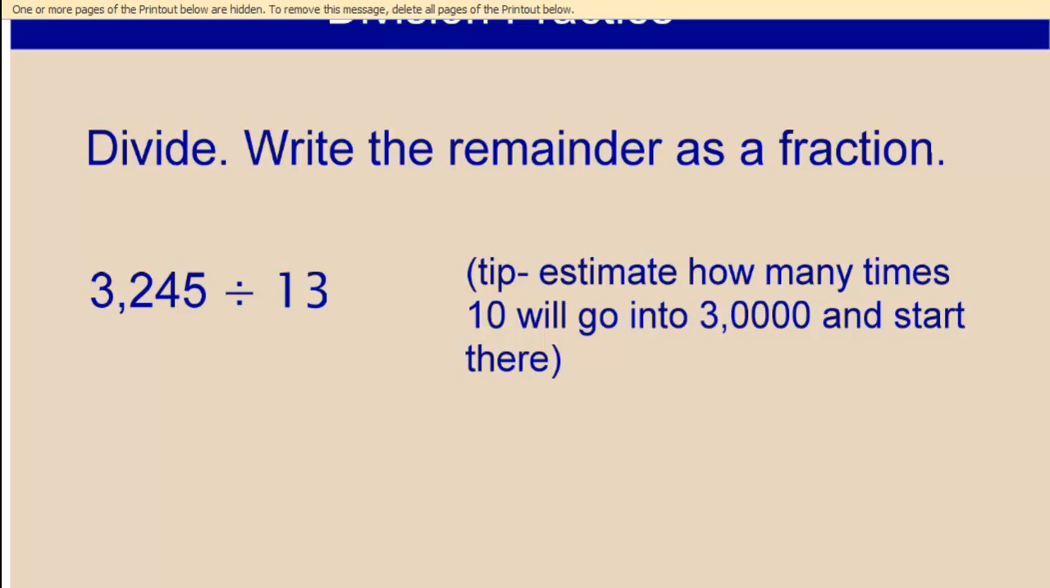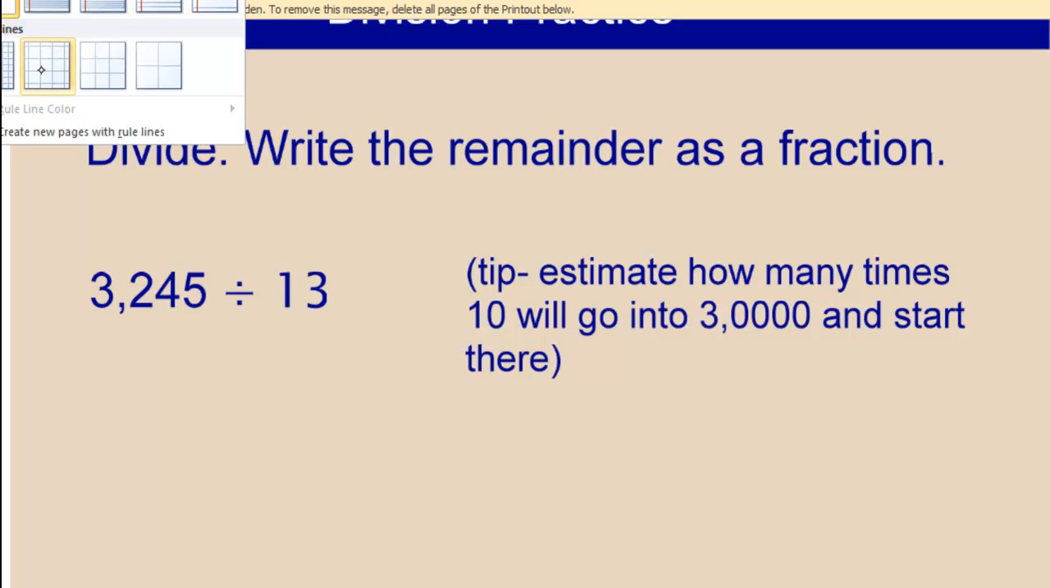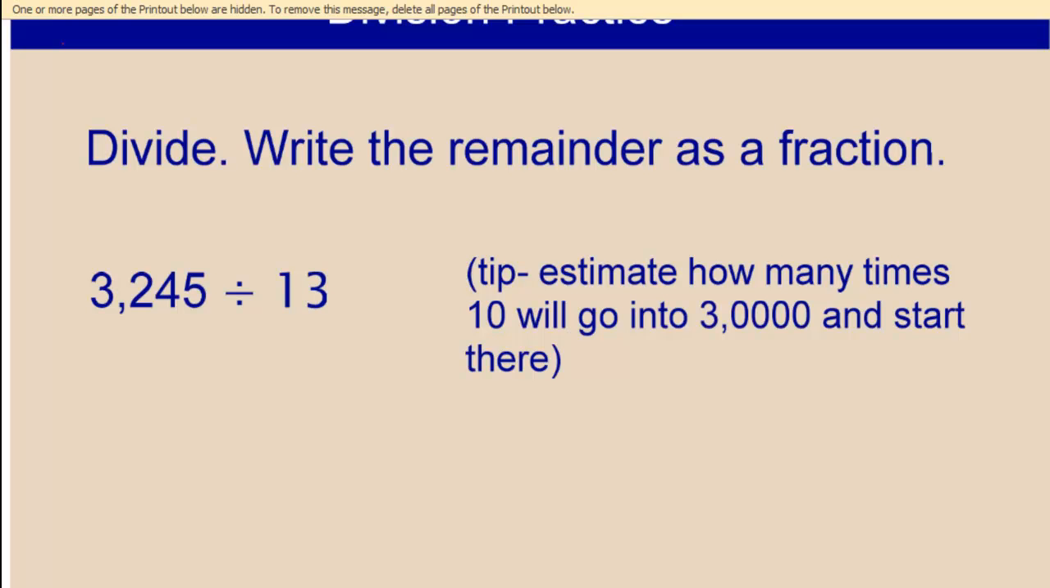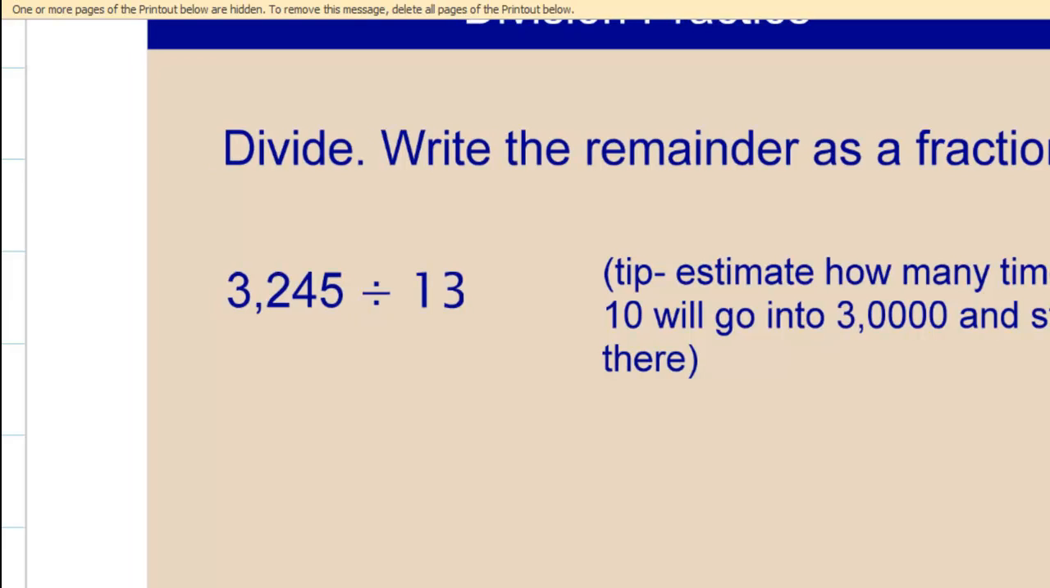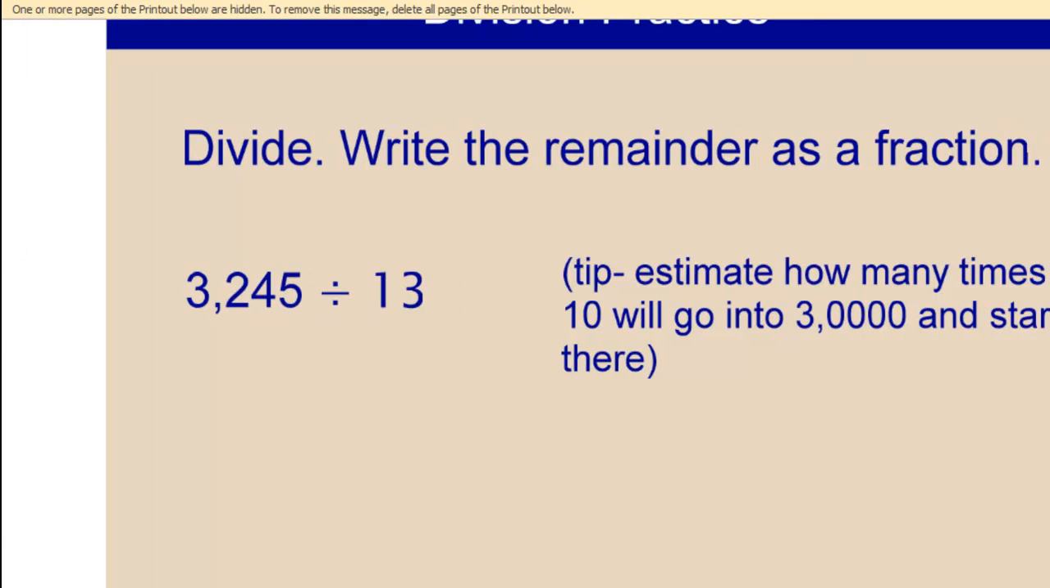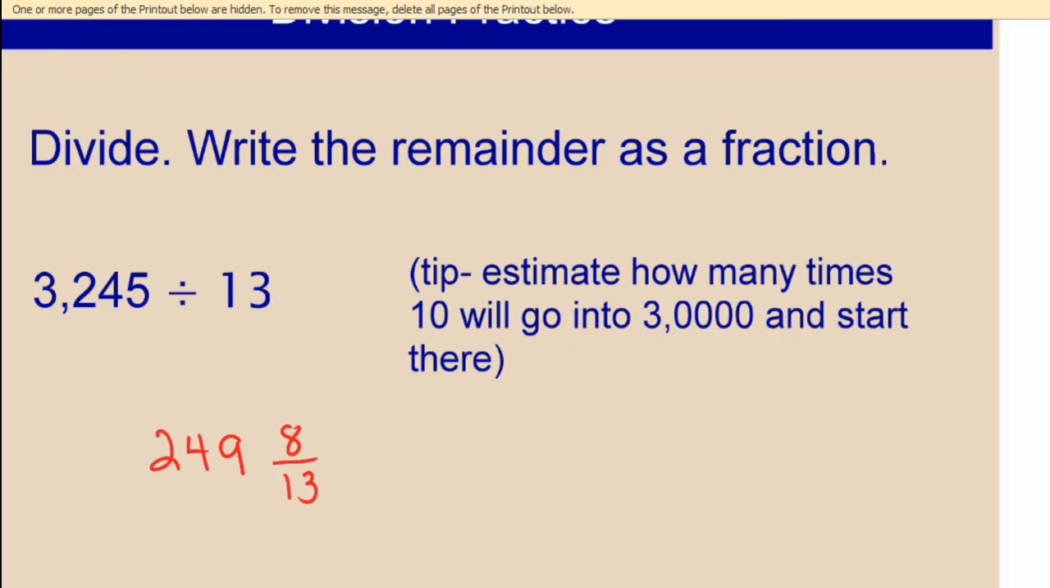Again, if you'd like, you can go to your View tab, click on Rule Lines, and put in whatever rule lines you would like. You may have to scroll over to see the rule lines because they're not going to go on top of this page. Also note that you're writing your remainder as a fraction. Your answer should be 249 8/13.